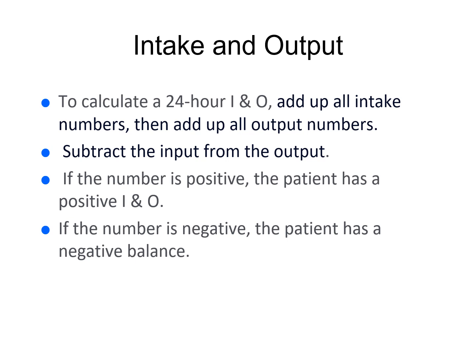Intake and output is so vitally important. To calculate a 24-hour I&O, you want to add up all intake numbers, then add up all output numbers. You subtract your output from your intake, and if the number is positive, the patient has a positive I&O. They're a plus with a little circle. If the number is negative, then the patient has a negative balance. They're deficient. There's a deficit.